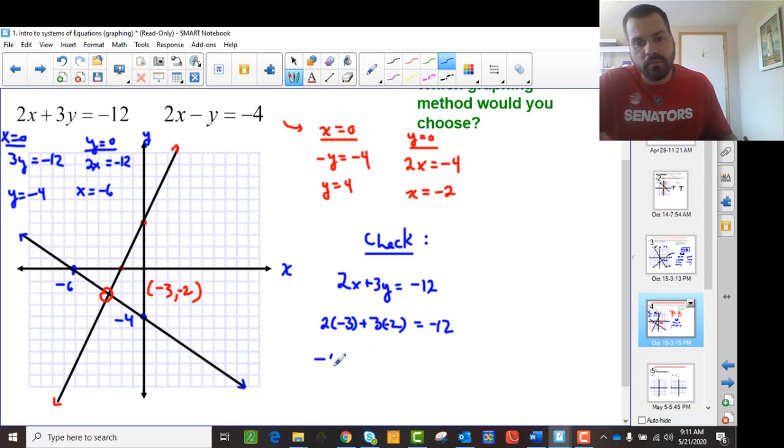So let's see if it works. I get minus 6 minus 6, which is minus 12. So minus 12 is minus 12. So it works for that one. Yep, that works. Then I try the other one. So the other one is 2x minus y is supposed to equal minus 4.